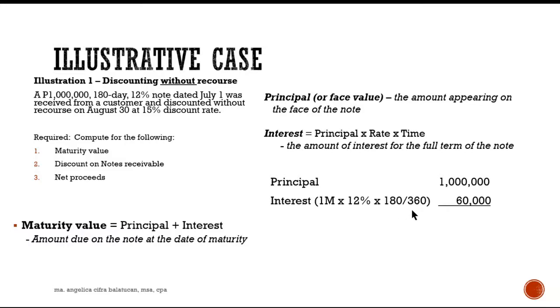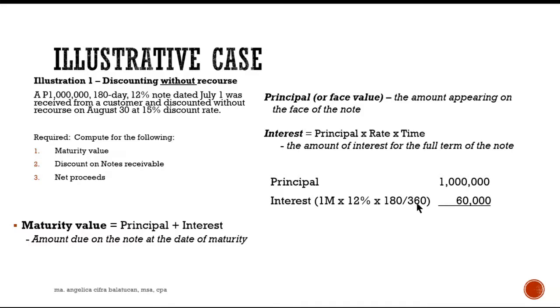So for simplification, most illustrations use 360 on the assumption that every month has 30 days. 30 days times 12 would be 360 days. 30 days per month times 12, that would be 360 days a year. So remember, if the given in the problem is in terms of days, for example 180 days, or 90 days, 60 days, then our denominator here should be in terms of days. You can convert it into months, but just follow the time specified. If it's days, the denominator should be days.